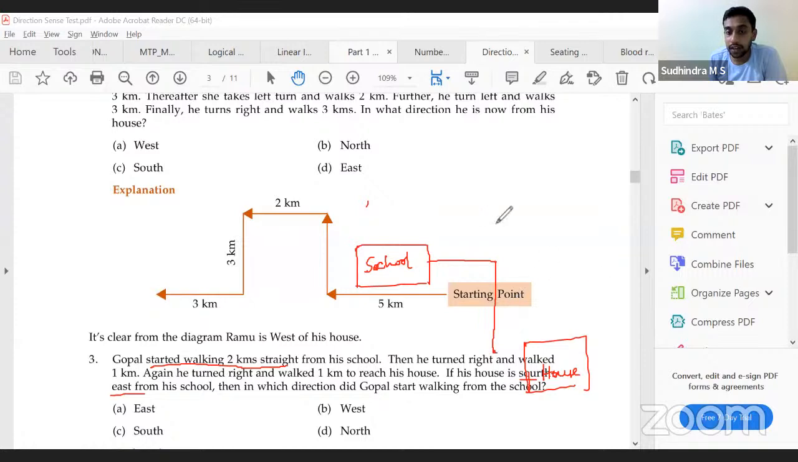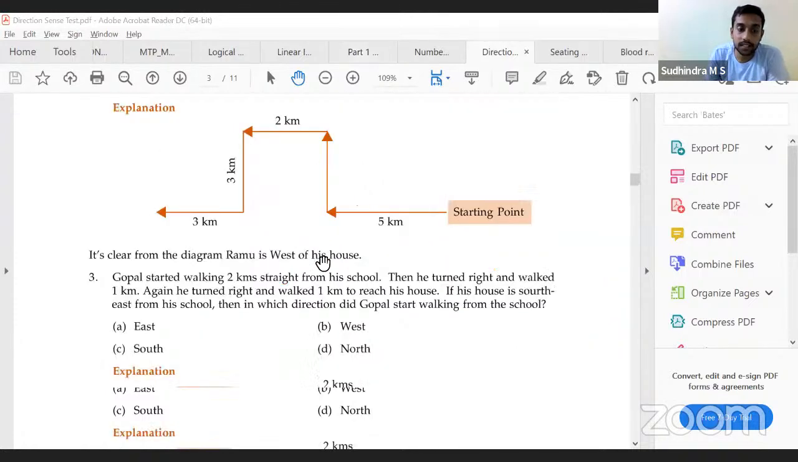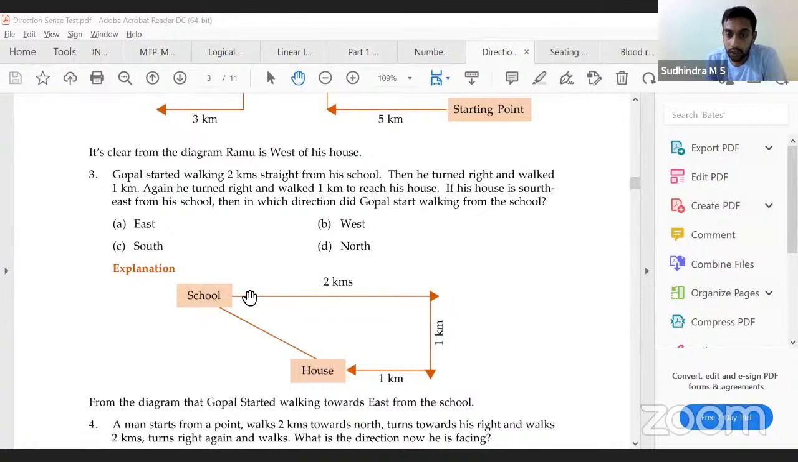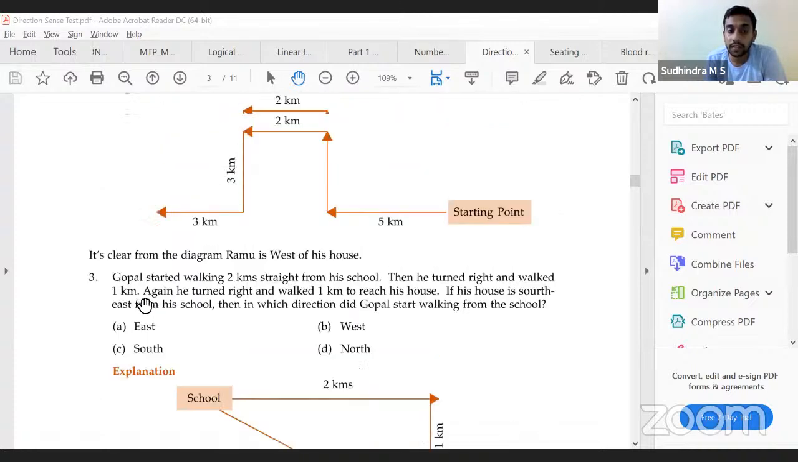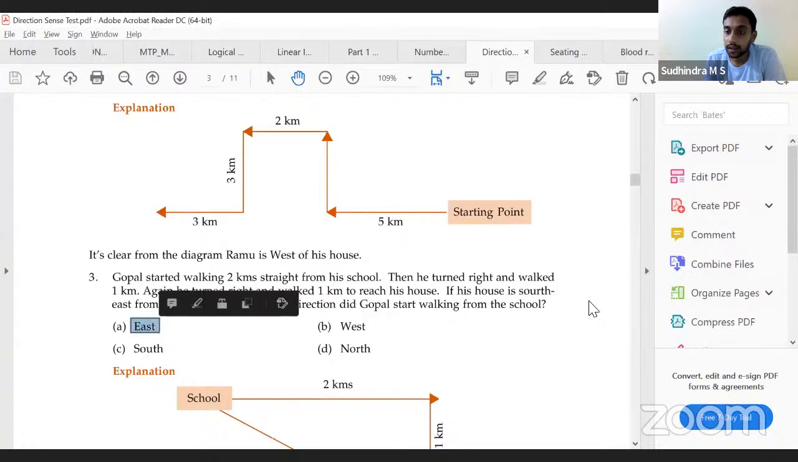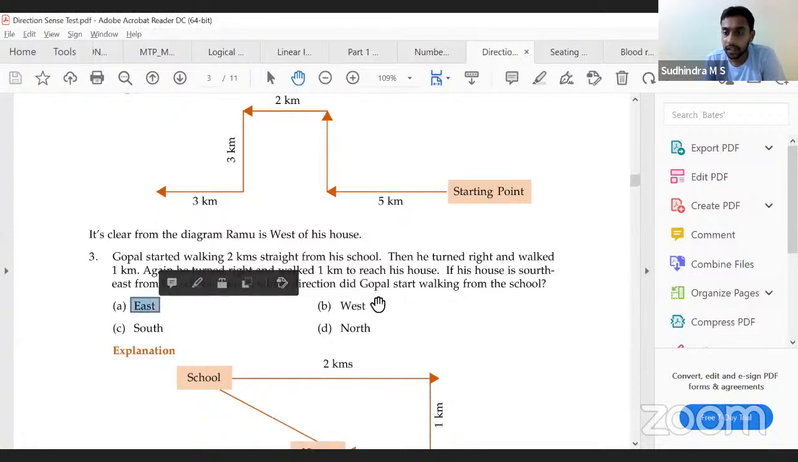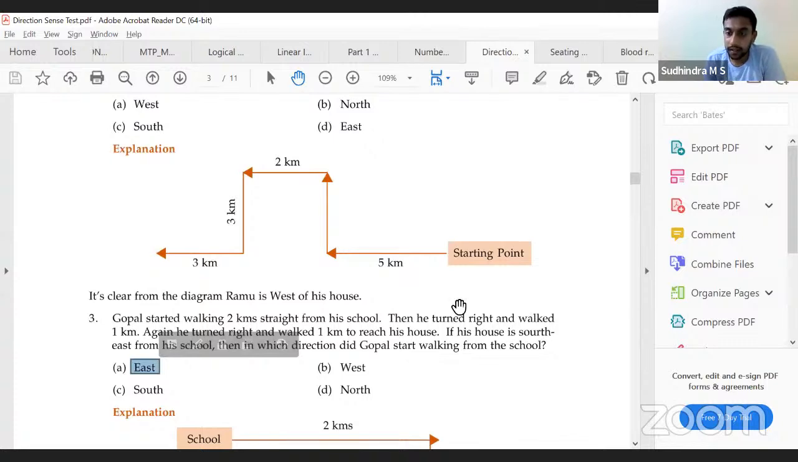So no, this is left, right? Took a right and again took a right to reach it. So what is the direction that he has started? East. So he went 2 kilometers, took a right 1 kilometer, again took a right 1 kilometer. So he has started from east. Clear with that? Do I need to explain that again? No, sir. Next one.